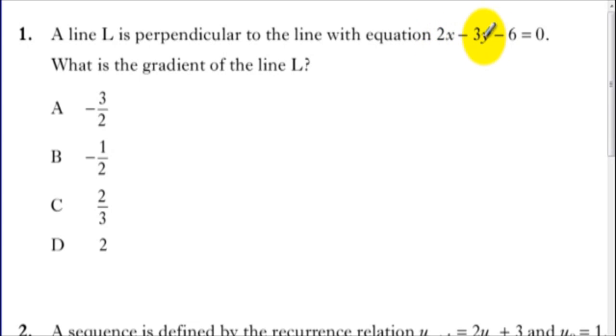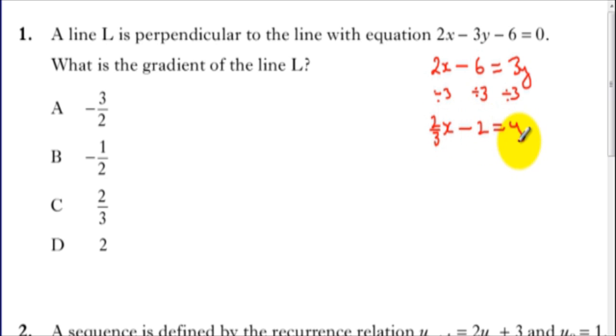First of all, we need to find the gradient of this line. So we have to rearrange. So 2x minus 6, taking the minus 3y over gives us 3y. We then divide all through by 3. This gives us 2/3 x minus 2 is equal to y.